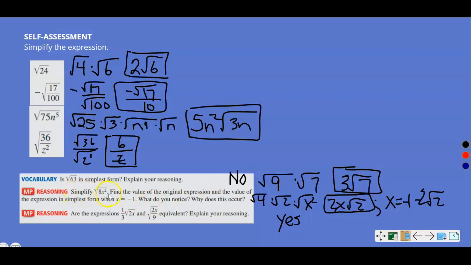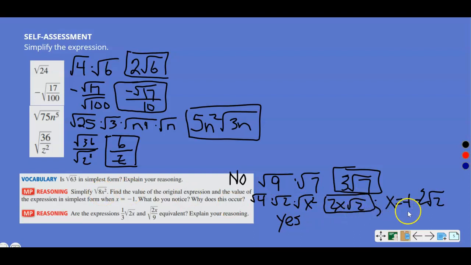The next one says simplify the square root of 8x squared. Find the value of the original expression and the value of the expression in simplest form when x is negative 1. All right, so if I simplify this, 4 times 2 is 8. The square root of 4 is 2. Well, actually, square root of x squared is just x. And then the square root of 2 is not a perfect square, so it stays underneath.